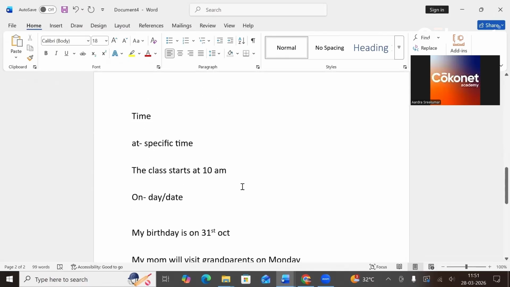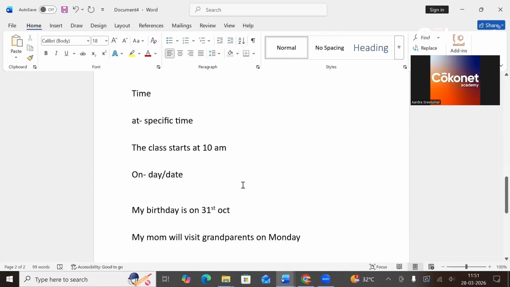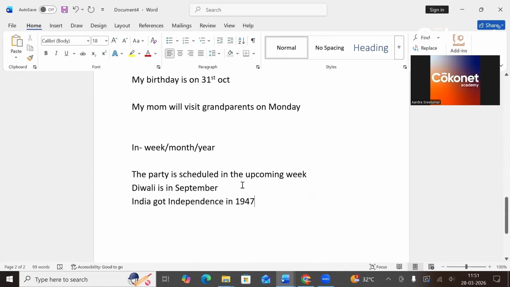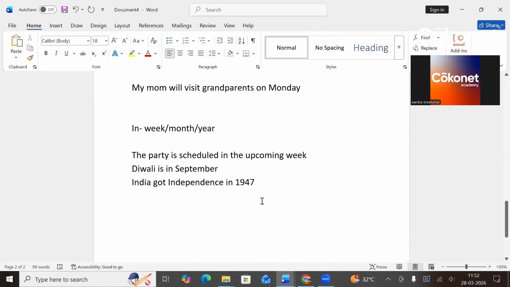Now, moving ahead with time, for a very specific time, you can use "at", and for day or date, you can use "on", and for week, month, or year, you can use "in". So I encourage everybody to go through this and write a few sentences or examples which you will be using in your daily life. That would make you understand the concept better, grasp it very well.